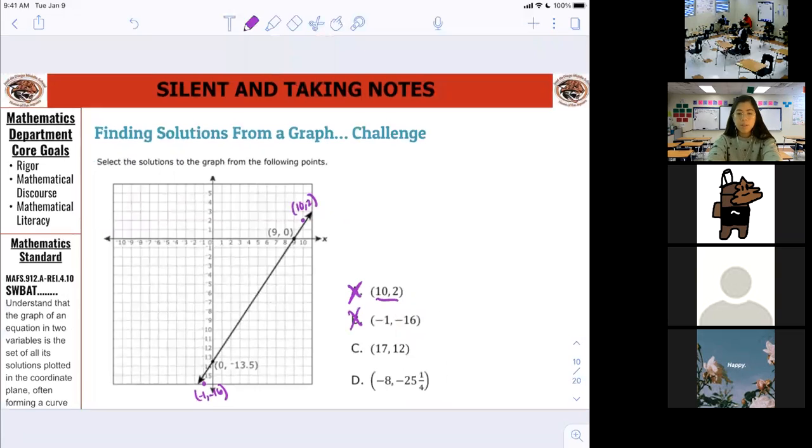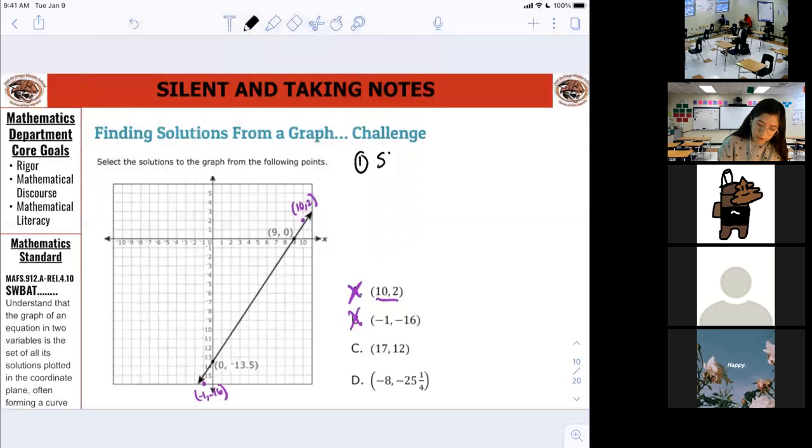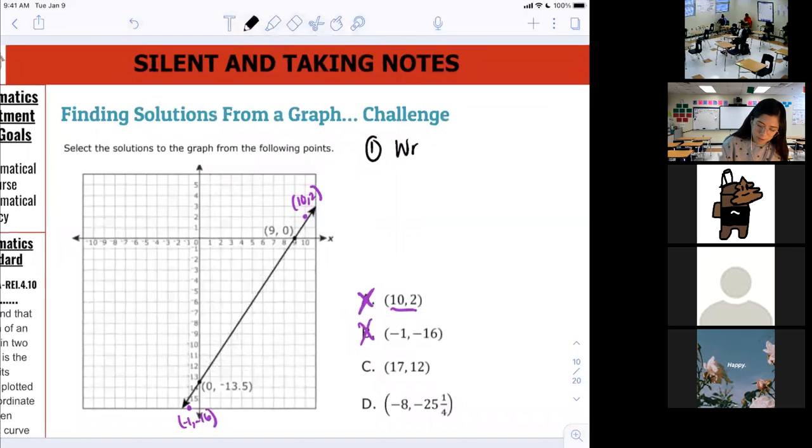All right. So now we can use the other strategy to figure out between C and D, which one's going to be correct. Okay, so first up, what do I need to do? Find the slope and the y-intercept. Good, we're going to write the equation, so we need to find the slope and y-intercept. So go ahead and start that. Can we do rate of change? Yeah, you can use the formula.